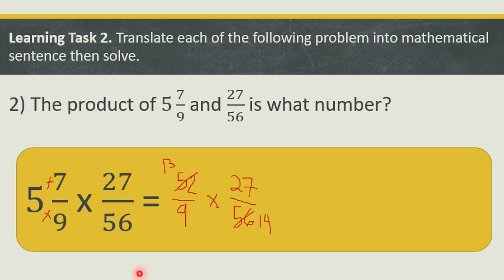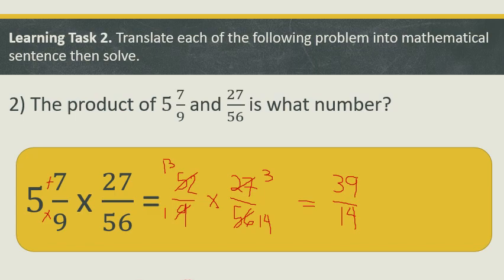Tapos ngayon, yung 9 and 27, ang common factor niya is 9. So, 9 divided by 9 is 1. And 27 divided by 9 is 3. Ngayon, i-multiply na natin siya. So, 13 times 3 is 39. And 1 times 14 is 14.